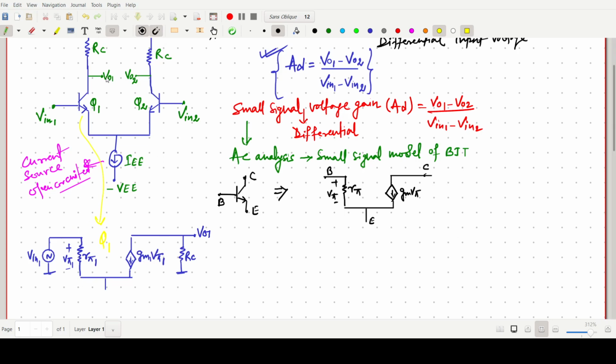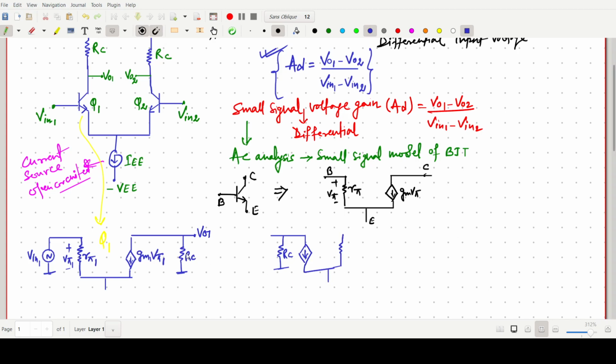Clear? Now for Q2, first draw the transistor equivalent circuit. So for Q2, what we have to do? Similarly, you have to draw a very similar figure. It is very simple. I am making this.